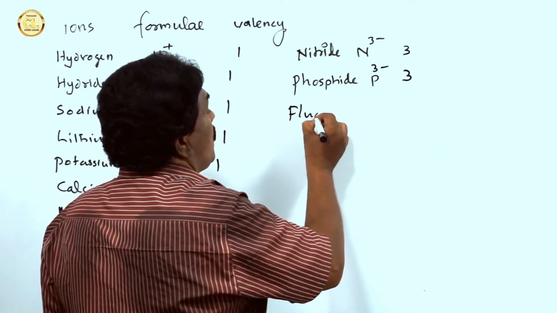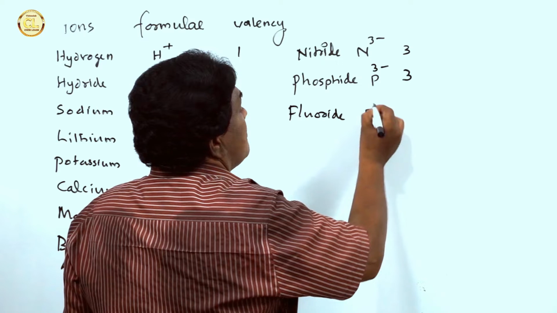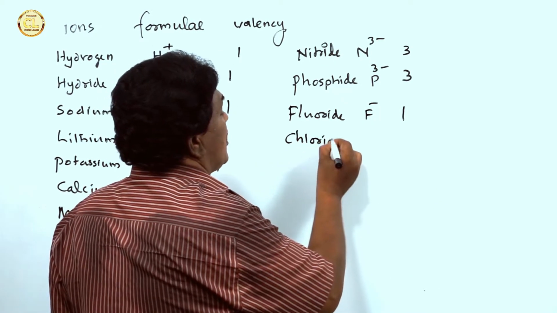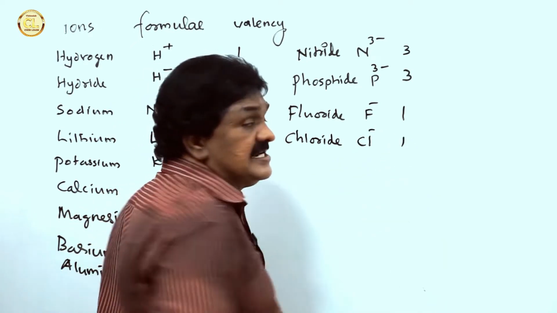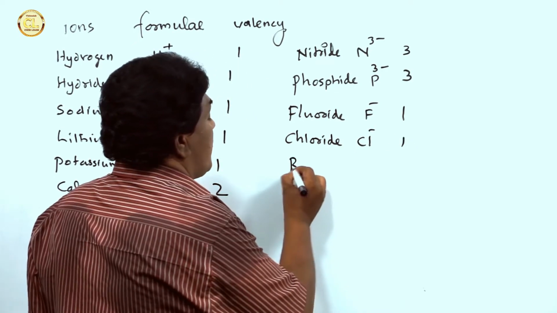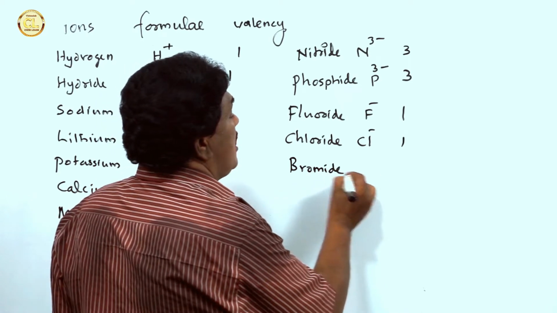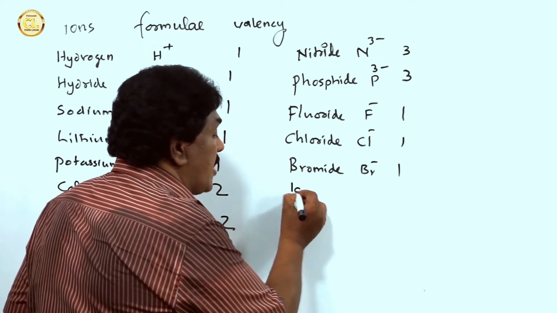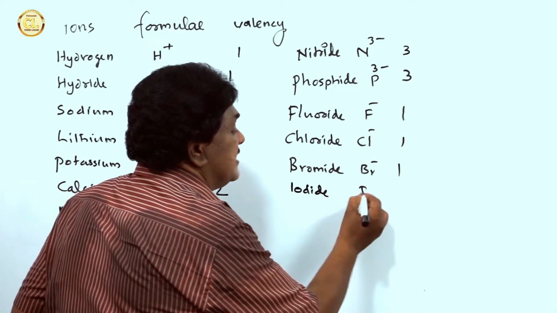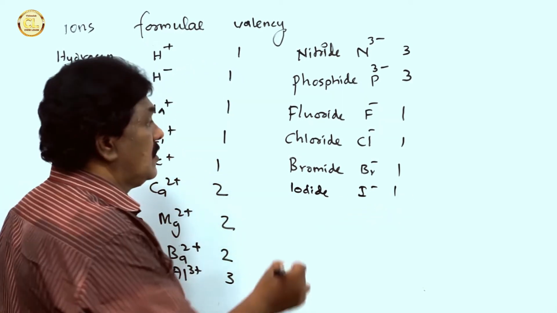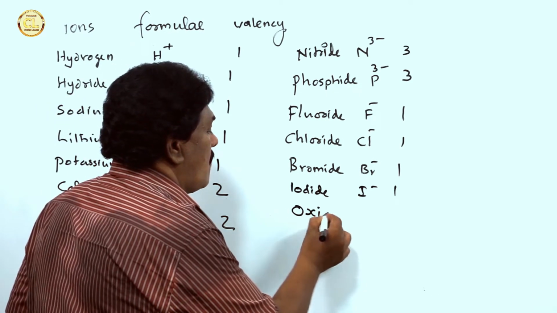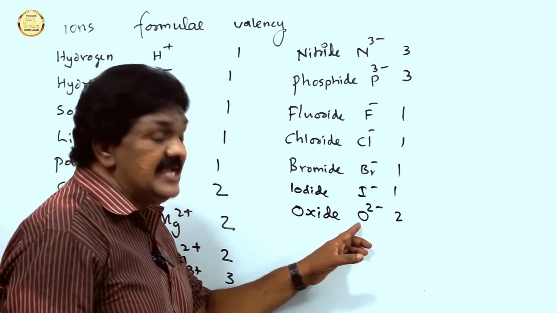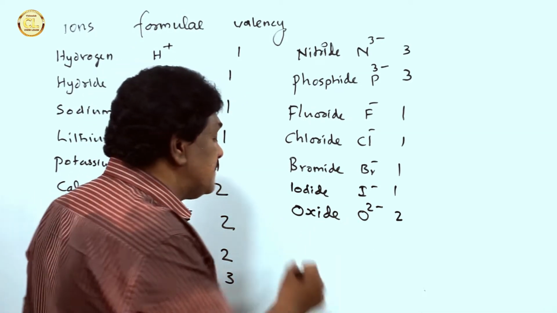Fluoride ion, F minus, its valency is 1. Chloride ion, Cl minus, its valency is 1. Bromide ion, Br minus, its valency is 1. Iodide ion, I minus, its valency is 1. Oxide ion, O2 minus, valency is 2. It's obtained by adding 2 electrons to an oxygen atom.